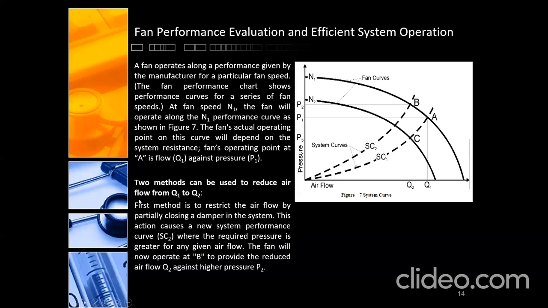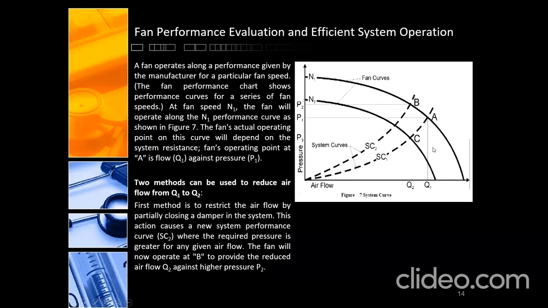A fan operates along a performance curve given by the manufacturer for a particular fan speed. Yan. Ito. So, ito yung speed mo, given siya. Ito yung performance niyo kanina.